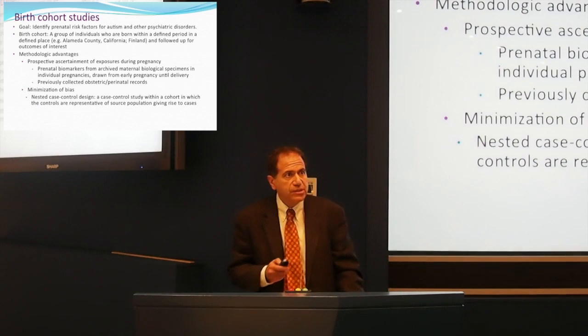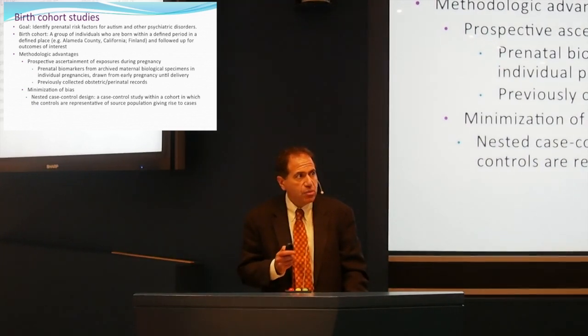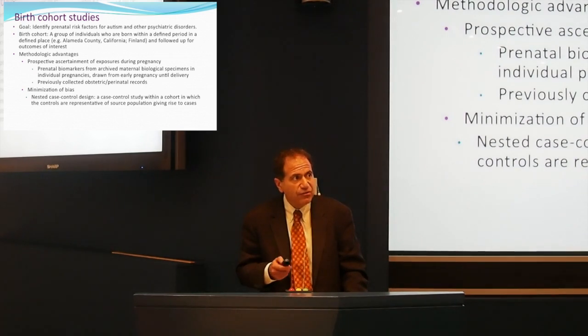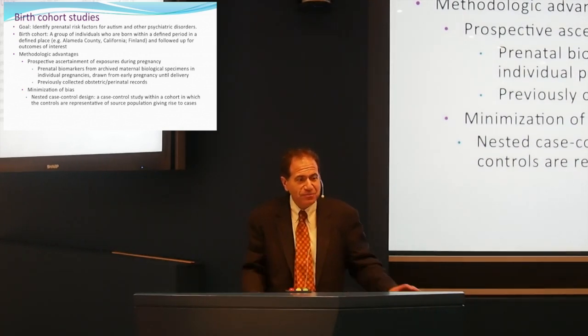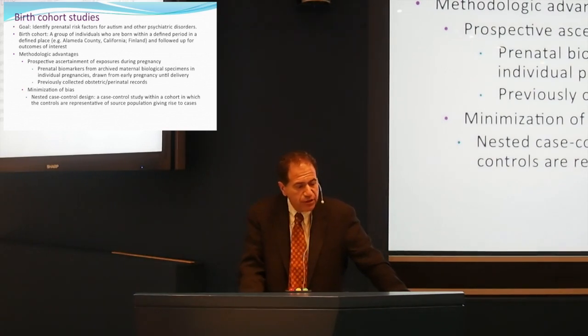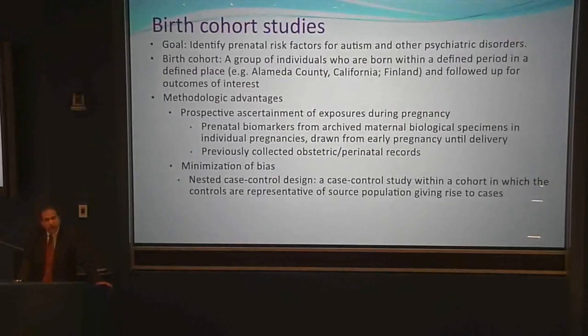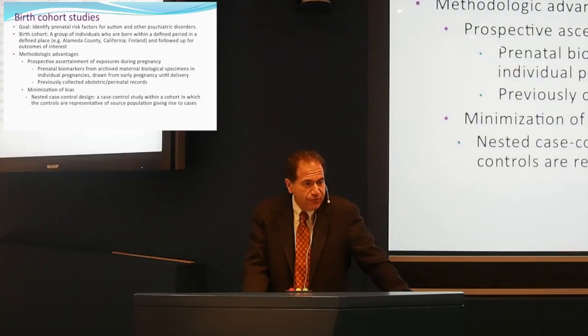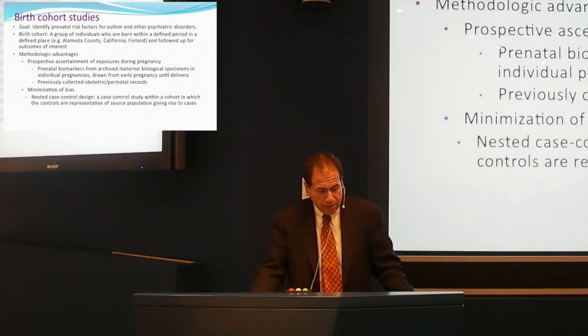So our approach to this was to take birth cohort designs as a way of identifying prenatal exposures and autism. One of the first sets of risk factors that we studied were immunologic and infectious agents. A birth cohort, for those of you unfamiliar, this is a bit of a shift here from animal work, is a group of individuals who are born within a defined period in a defined place. That could be Alameda County, California. That could be the country of Finland. I mentioned those two because this is where we're doing our studies. And this cohort is then followed up for outcomes of interest, in this case, autism. And I'll be talking about other disorders in a minute.